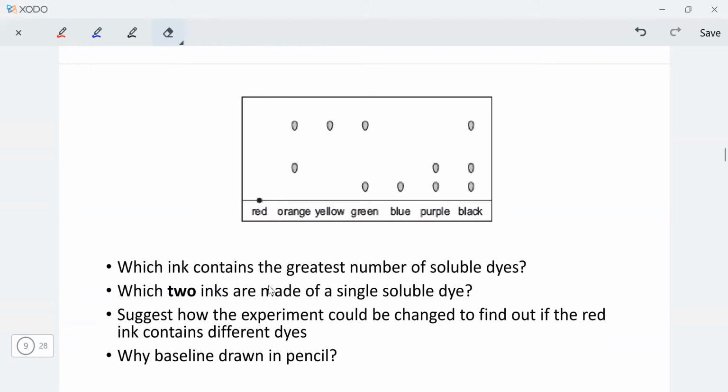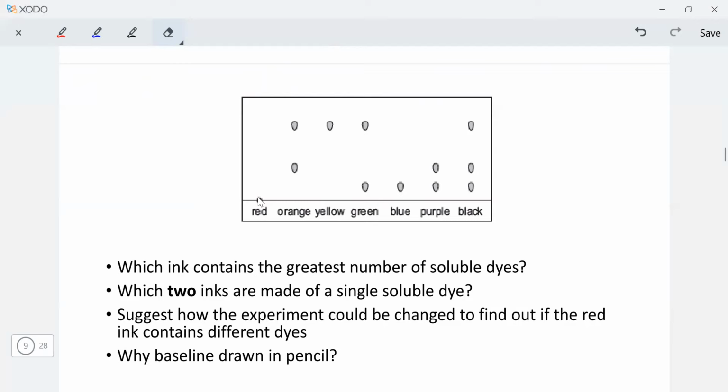the most soluble dyes. Which 2 inks are made of a single soluble dye? So single soluble dye means that after chromatography, they would end up in 1 spot. As we can see here, I do have the yellow and the blue. Suggest how the experiment could be changed to find out if the red ink contains different dyes.